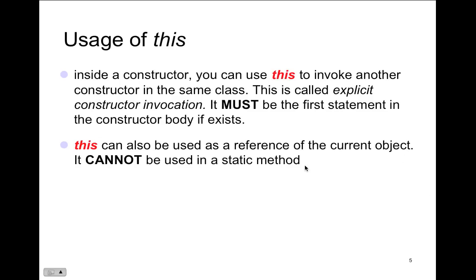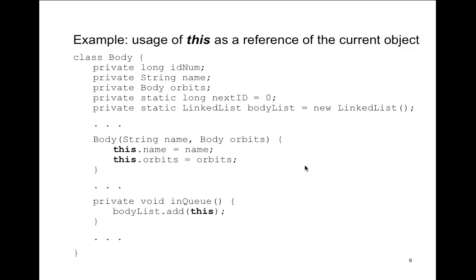So it cannot be used in a static method, because this is us. Static is everybody else. Static is like shared among all different instances of all different classes. The two of them kind of contradict each other. So you can't use it inside of a static method. If you put this inside of a static, I don't even know if the compiler's going to complain, but the logic's not going to make any sense in terms of what you're doing.